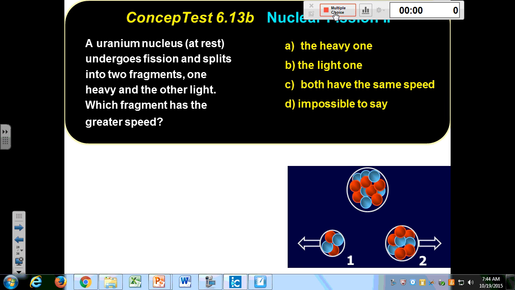Which has the greater speed? I already said they have the same momenta, the light one and the heavy one. Which one's going to be going faster? The heavy one, the light one, the same speed, or can you not say?